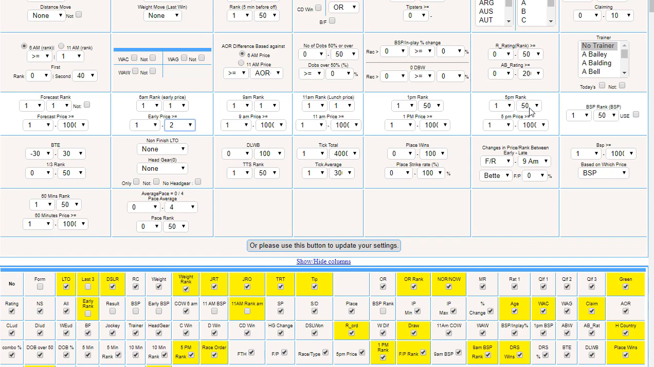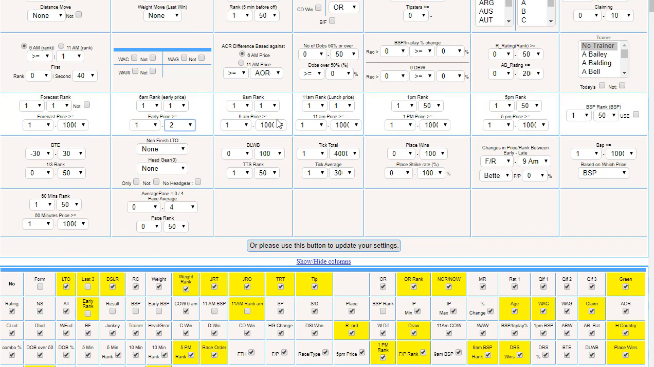Obviously the 5 p.m. rank and price are for later races in the day. So if you start using 5 p.m. rank, don't expect anything to show up below if there are no late races, because it won't, obviously. And if you use this ranking, it's only going to show up races when the 5 p.m. rank comes in. Now that's the other thing about this price rank row.